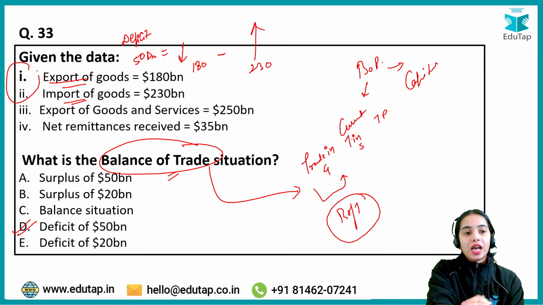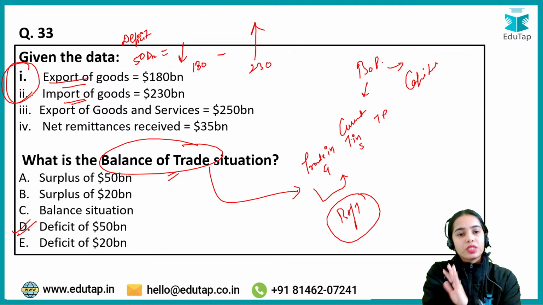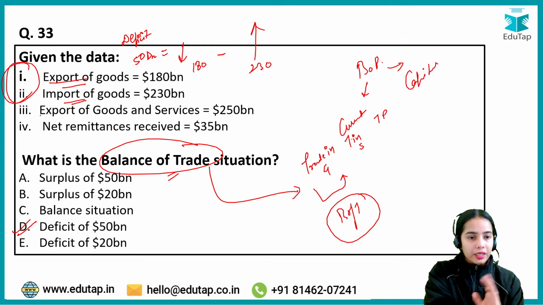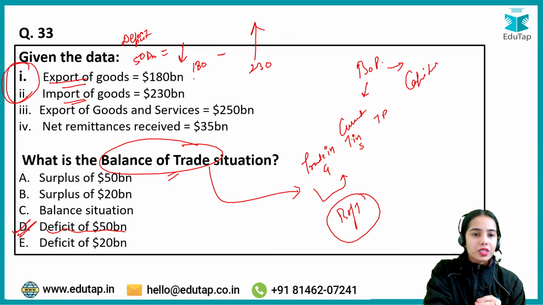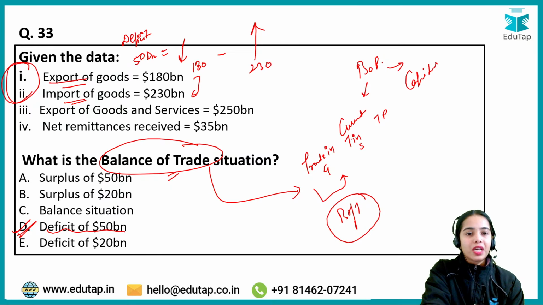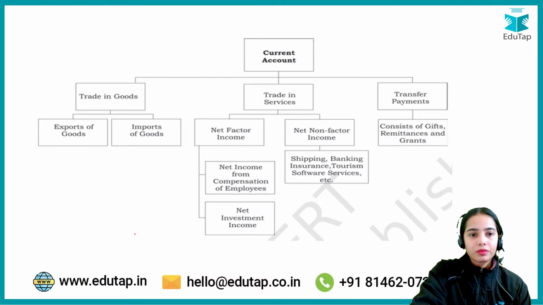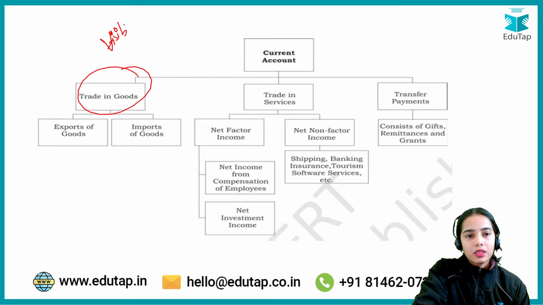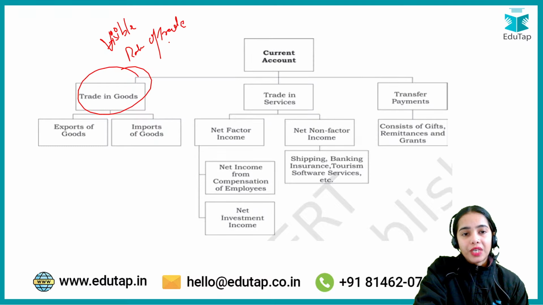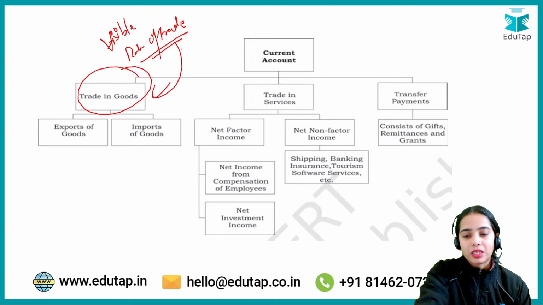That means we only have to see the trade in goods. We don't have to see any other data. So here the answer is D, the deficit. We have a deficit of $50 billion because we are getting less than what we are paying for the balance of trade. Trade in goods is also called visible trade. It is also called balance of trade. Remember this very clearly: trade in goods is called balance of trade.